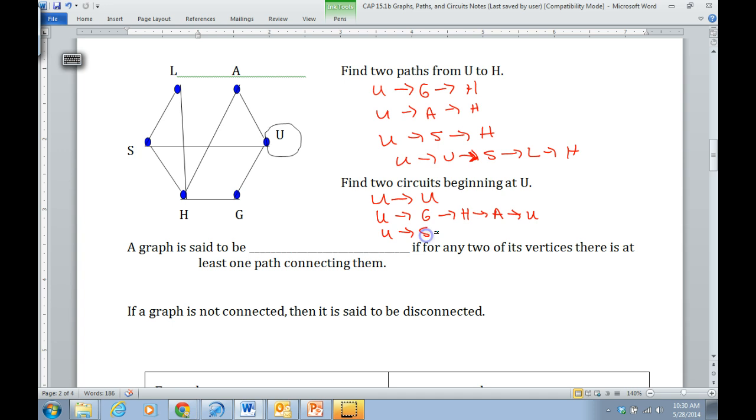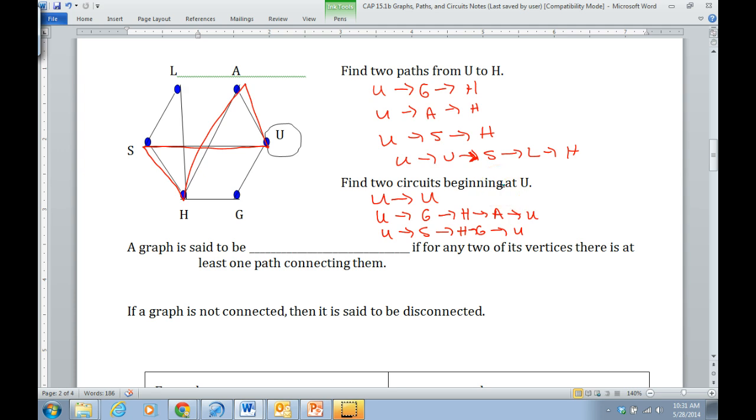U, S, H, G, U. I can also see another one like U, S, H, A, U. Right? That could be another one. Okay. So those are various circuits and paths that you can have.